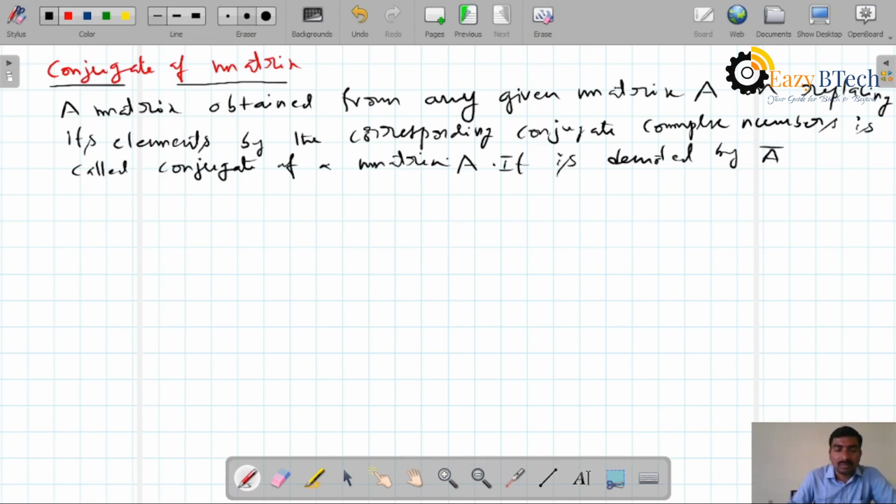Once again, see: a matrix obtained from any given matrix capital A on replacing its elements by the corresponding conjugate complex numbers. So the elements replaced by conjugate complex numbers, then it is called the conjugate matrix of capital A, and it is denoted by A bar. See an example.